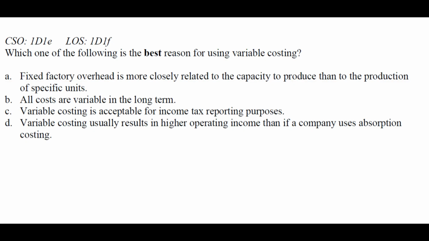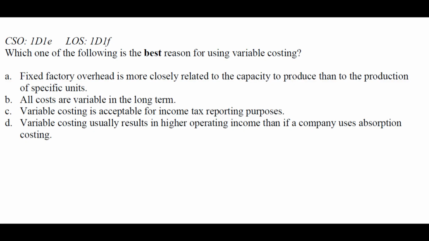This question tests the conceptual justification for variable costing compared to absorption costing. Students must understand why management accounting prefers variable costing for internal decision-making. Under variable costing, only variable manufacturing costs are treated as product costs, while fixed manufacturing overhead is treated as a period cost. This aligns better with decision-making because fixed manufacturing costs are generally capacity-related rather than product-related.